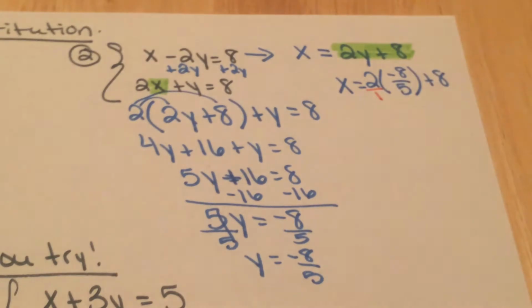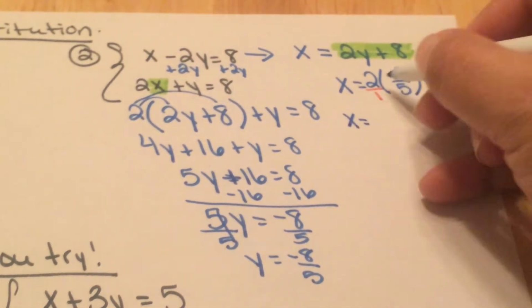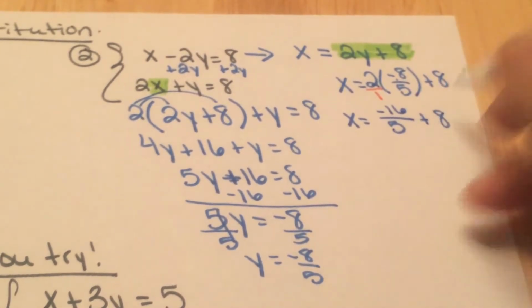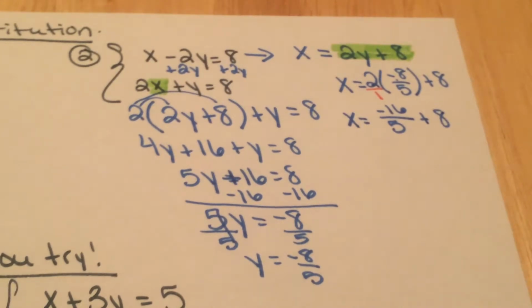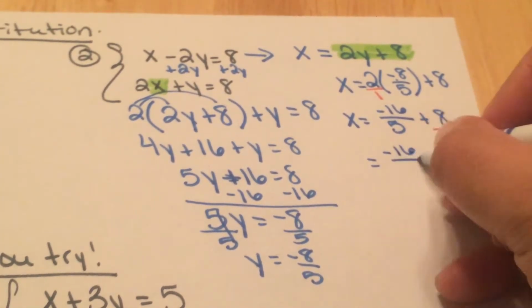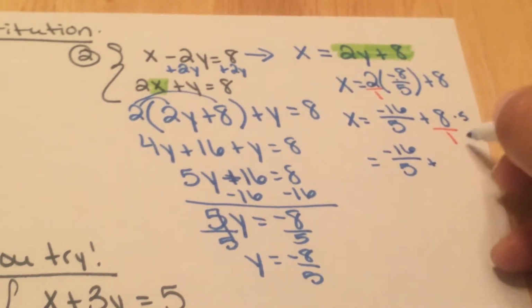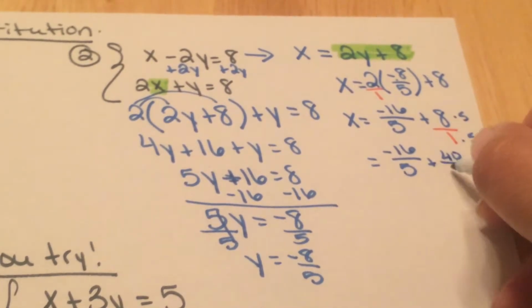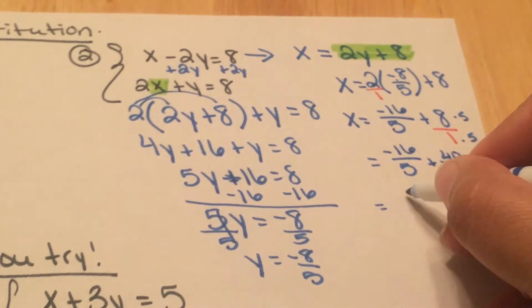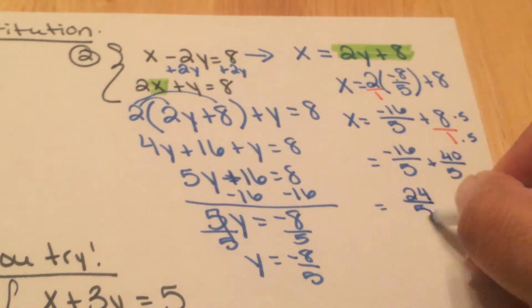Want to make this a fraction. So put my 2 over 1. So I'm going to have x equals 2 times negative 8 is negative 16/5 plus 8. Again, we have to work with our fractions here. We can't forget all that fraction work that we did. Want to have my common denominators. My common denominator between these two is 5. So we have negative 16/5 plus 40/5. When I go ahead and add negative 16 plus 40, I do get positive 24/5.